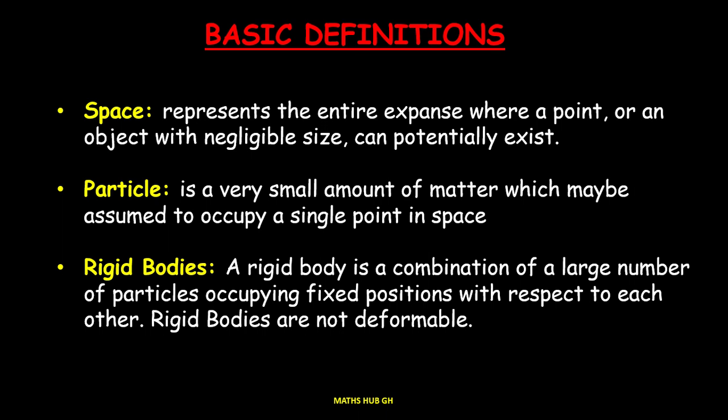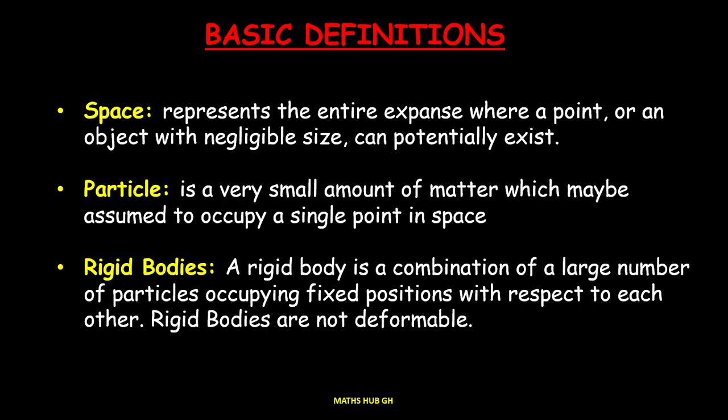So what is happening is that because the particles have fixed positions, no matter the external force that will be applied to these rigid bodies, the position of the particles are still going to be the same. Their positions will not change. So for this reason, the body is not going to change in form or shape, which means that the body is not going to what? Deform. That is the reason why we say that rigid bodies are not deformable.